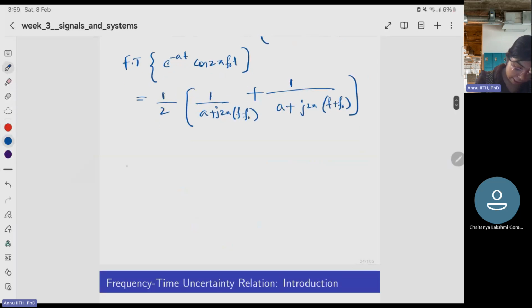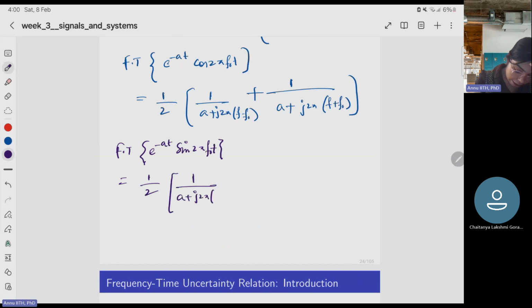And in a similar way, if you multiply with sine, e^(-at) sin(2π f0 t) is equal to 1/2j times 1 upon a plus j2π(f minus f0), minus 1 upon a plus j2π(f plus f0). Here it is minus, with the factor 2j.